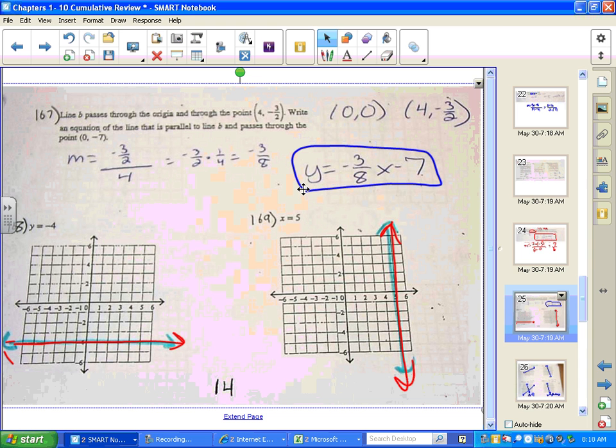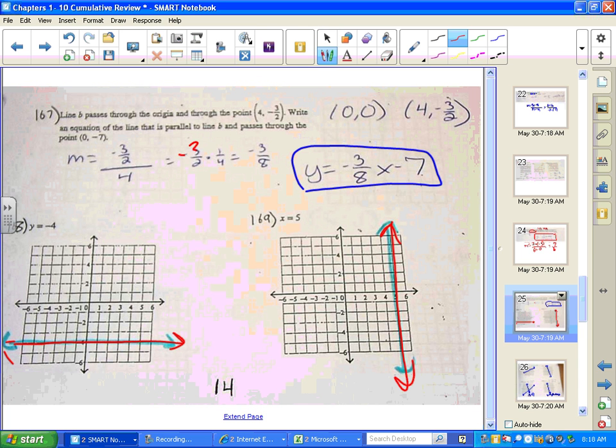So -3/2 times flip 4 to be 1/4. Multiply across the top, across the bottom, you get -3/8. Hold on, Doug. That's fine. If you use your calculator and take -1.5 divided by 4, math, frac, enter, enter, you'll still get -3/8. So whether you're doing it by hand or using your calculator, you get the exact same thing. Okay? Doug?